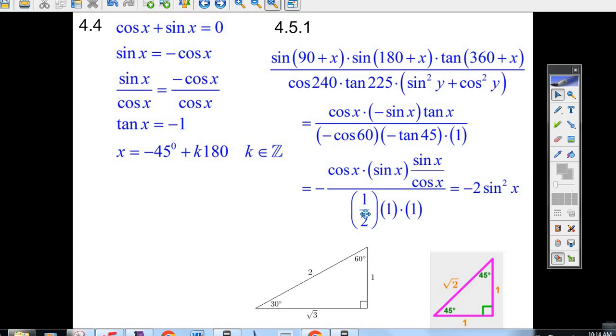And, well, what's a half times 1 over 1 times 1? It's just a half. But we tip it and times, and this becomes 2 over 1. So you've got sine squared times 2, but the whole thing will be negative. And there we go. That's our answer. Or I think it is. I hope it is.